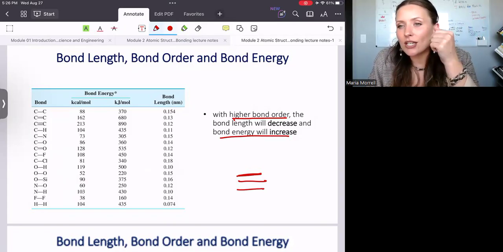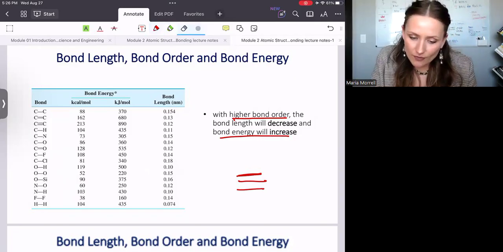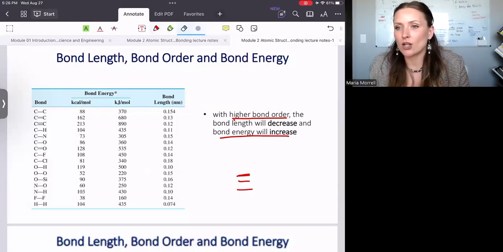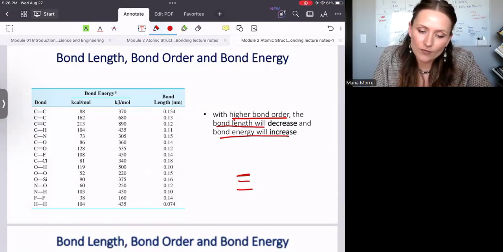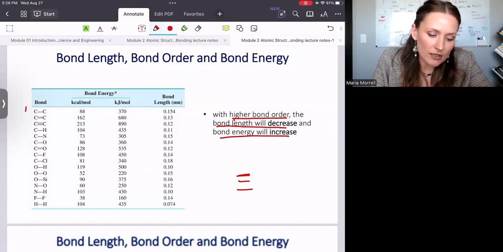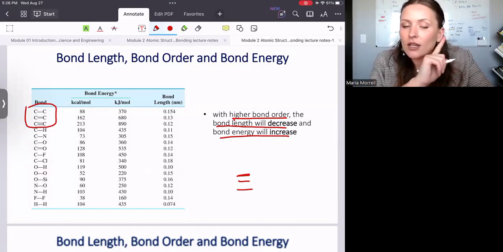But when the energy increases, the length shortens. So the length also shortens. And hopefully that makes sense. Okay. And I'll give you an example like this. Okay. I'm looking at the carbon-carbon single bond, double bond, and a triple bond.